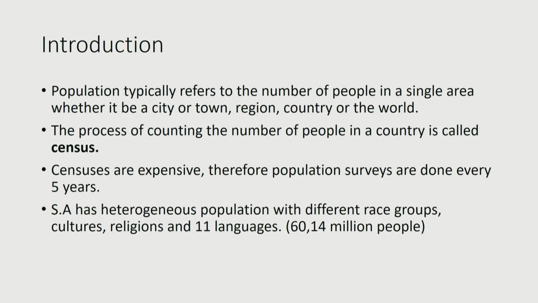Now, South Africa has a heterogeneous population with different races, cultures, regions, and 11 languages. As of today, the population in South Africa is 60.14 million people. So we really are going to look at what are those factors that cause population in a country to increase, or what are those factors that have a direct impact on the population of a country, and maybe how does population affect the livelihood of the people within the country. Now, let us get started.